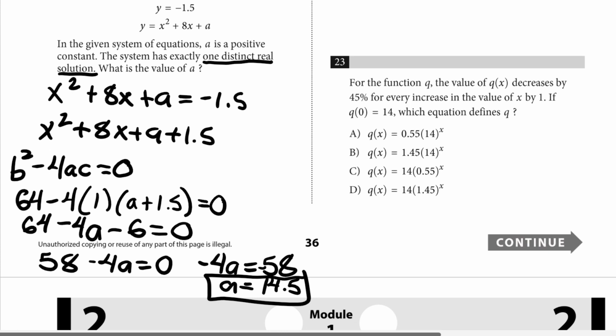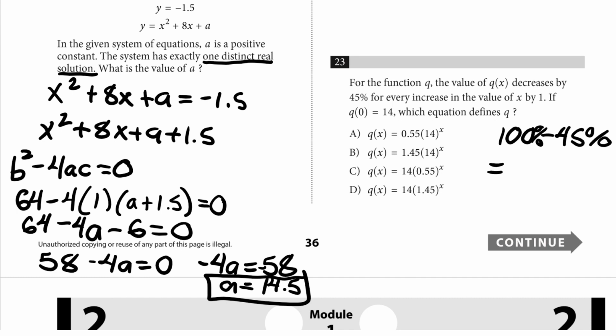Number 23. For the function q, the value of q of x decreases by 45% for each increase in the value of x by 1. If q of 0 equals 14, which equation defines q? So that means we're going to have 100% minus 45%, which gives us 55%. And if we turn that into a decimal, that's going to be 0.55.